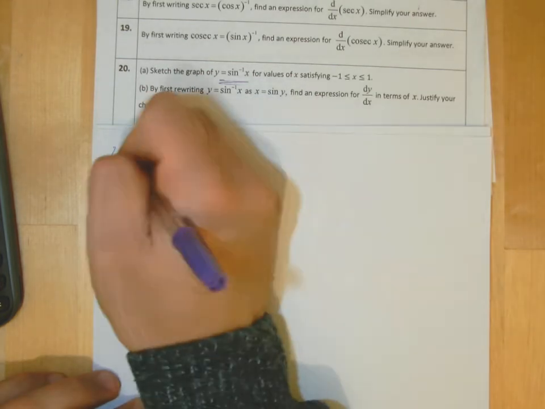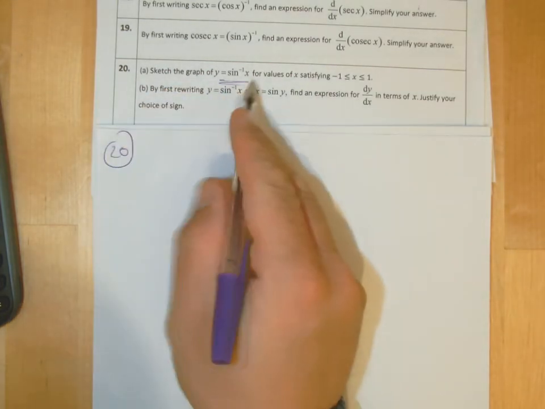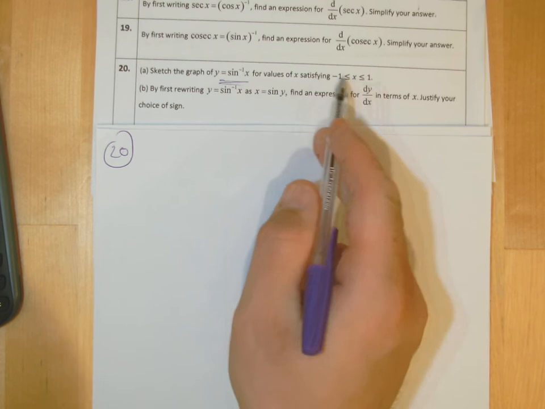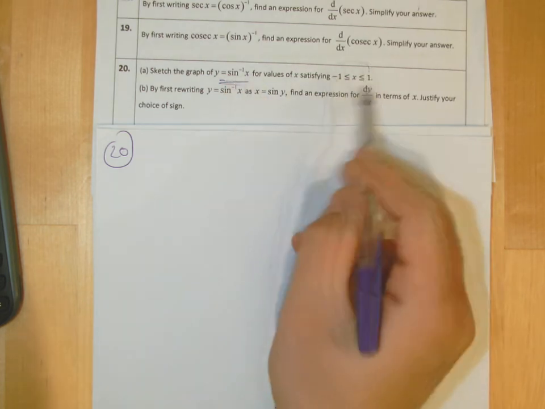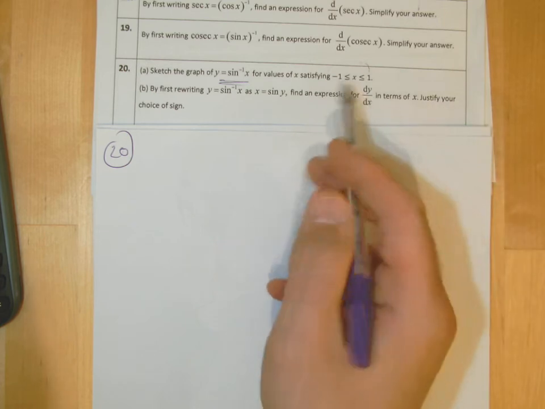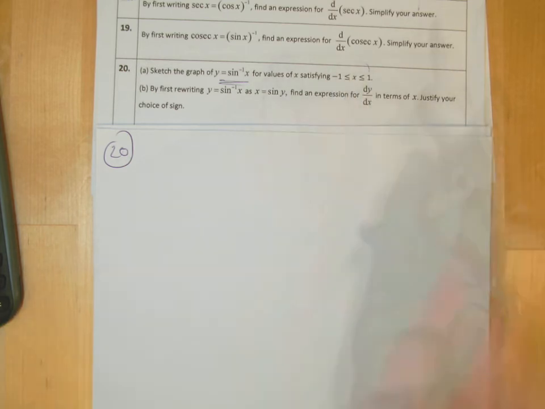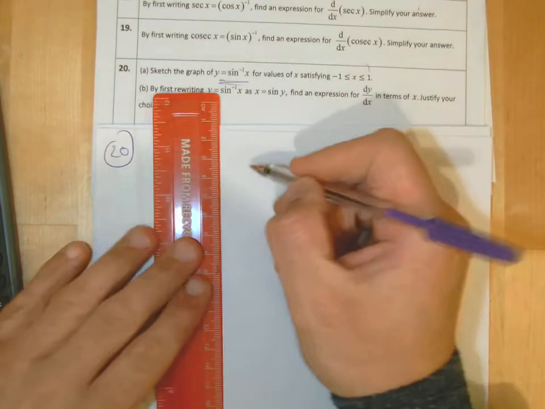Okay, question 20. Sketch the graph of sine to the minus 1 of x, so values between minus 1 and 1. Now, the inverse function of sine will always be between minus 1 and 1. They're not going to change that, because that's only where it exists. You can think of it this way.